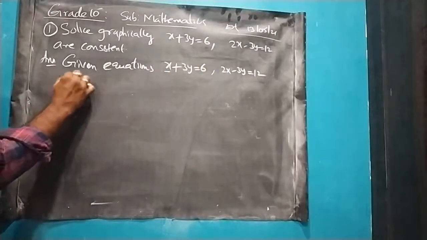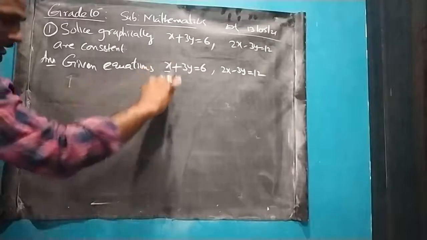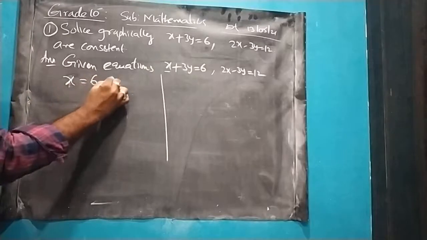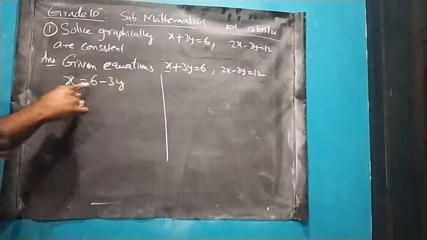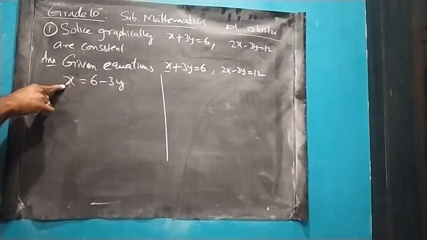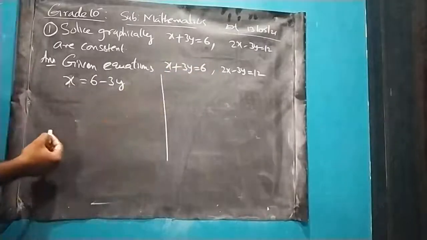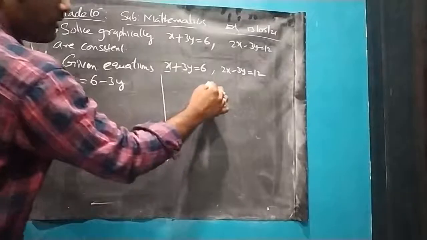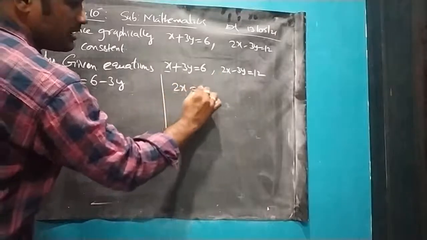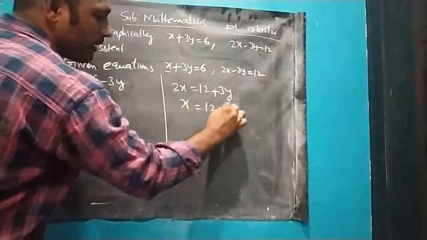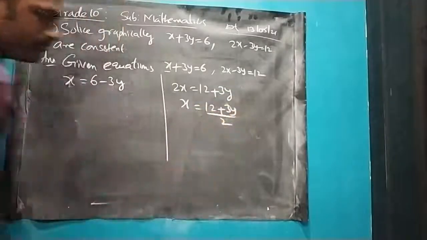So from the first equation, I will make a box like this here. So x = 6 - 3y. Means if I substitute y values, I am going to get x values. Or else we can write 3y = 6 - x. Like that also we can do as we wish. So here 2x = 12 + 3y, x = (12 + 3y)/2.